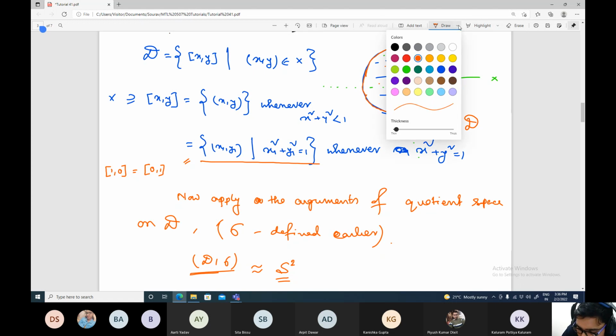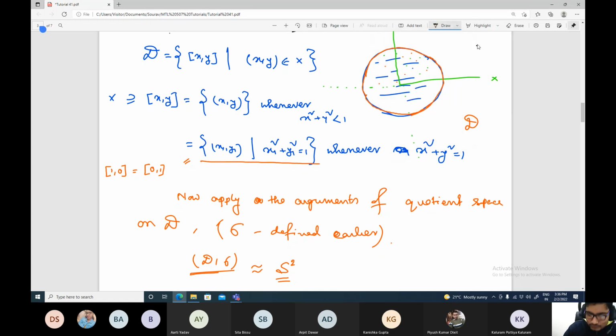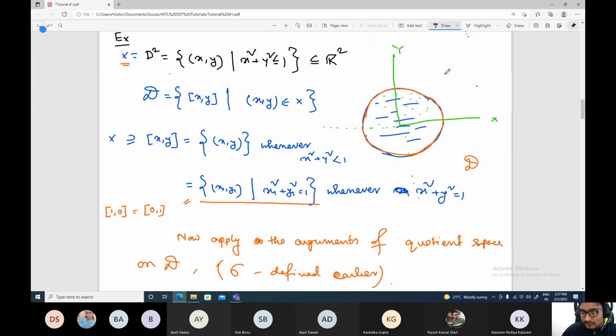Okay. So now let me describe further. How do we see that it's S2? See, suppose now we consider this set as D2. Now consider this set after giving a partition. Means I put this red line here to say that this boundary, this red line, is actually an element of D.